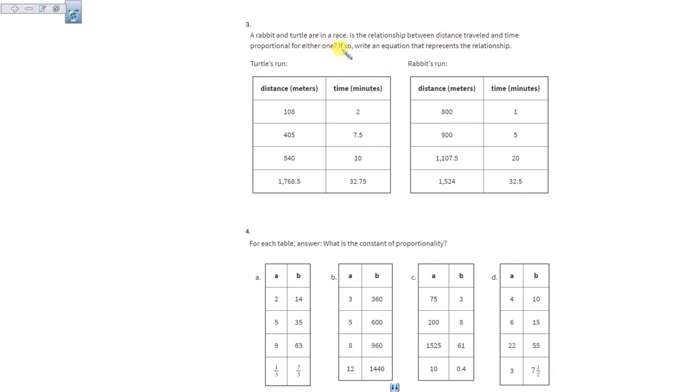A rabbit and a turtle are in a race. Is the relationship between distance and time proportional for either? If so, write an equation that represents the relationship.